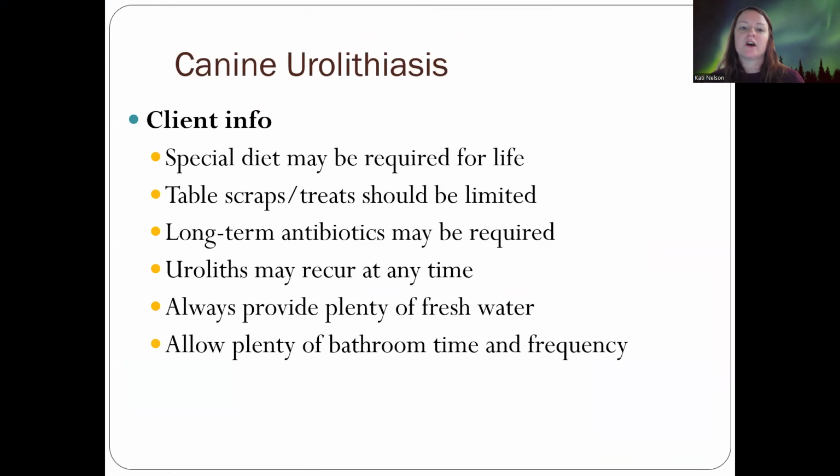So when you think of information, special diets may be required for life. Table scraps and treats should be limited. Long-term antibiotics may be required, especially if it keeps happening. Uroliths may reoccur at any time, right? If they aren't on that specific diet that they need to be. Always provide plenty of water and allow plenty of bathroom time and frequency for our pets, right? So that's going to be one of the important factors.